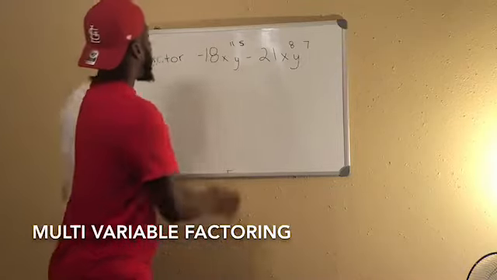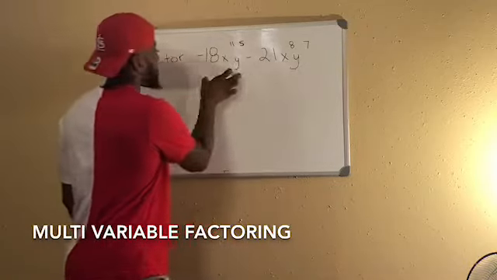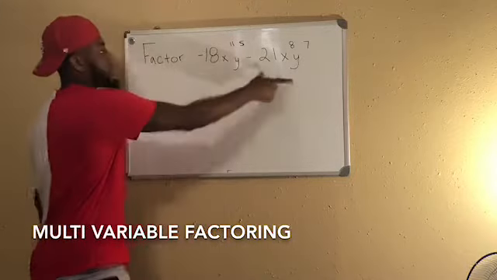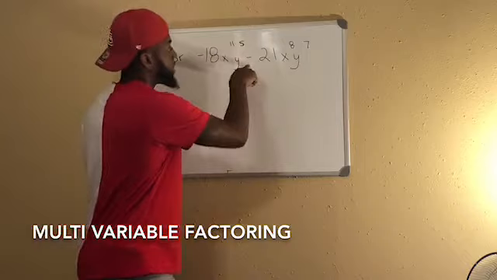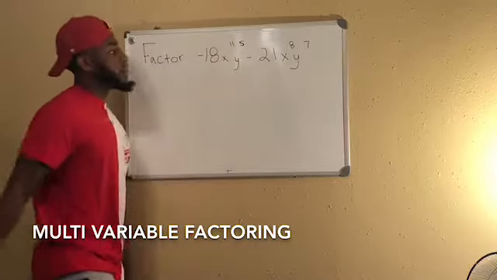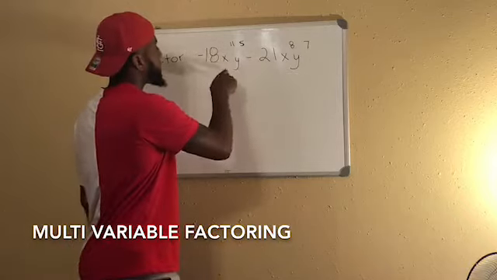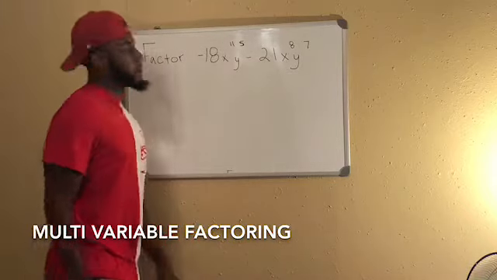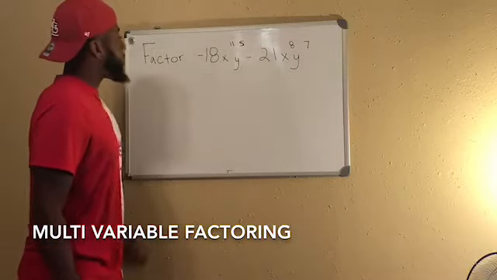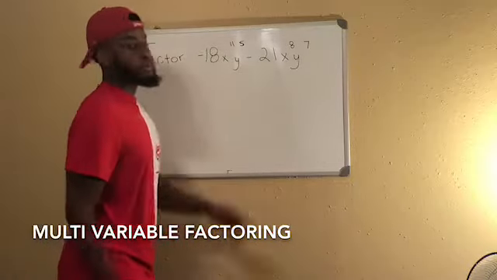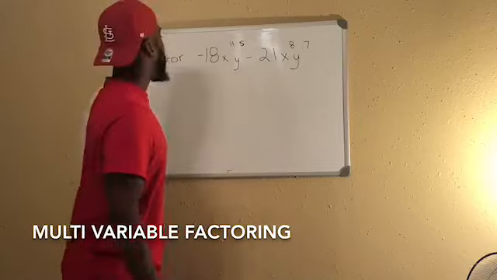And by terms, I mean these are your two terms. Numbers separated by logical operators, okay? So these two terms are separated by this subtraction sign here, okay? They're like terms because they both have x's and y's, okay? So first, we'll find out the greatest common factor of our coefficient, which is the number before our variables, okay?